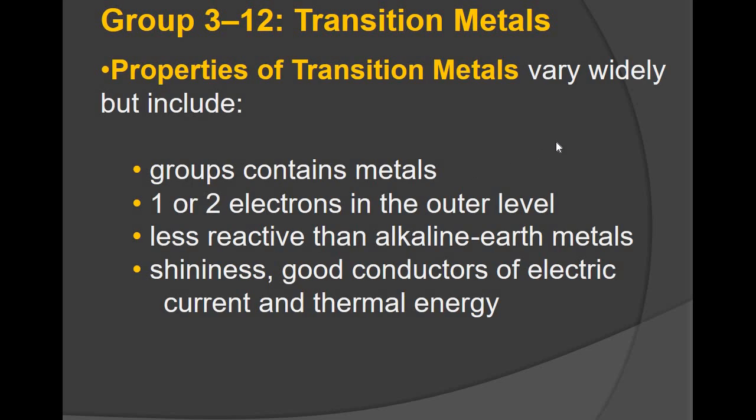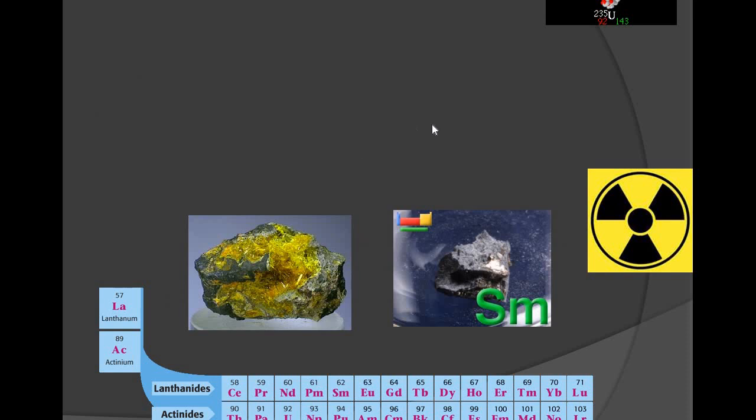Now, the properties vary pretty widely. They generally have 1 or 2 electrons in their outer level. Not a definite amount, like group 1 definitely has 1, group 2 definitely has 2. These are your least reactive of all the metals. Some of them actually exist in Earth as the element form. They're known for their shininess, good conductors of heat and electricity. They are malleable, ductile. They're your typical metals. That's what transition metals are.